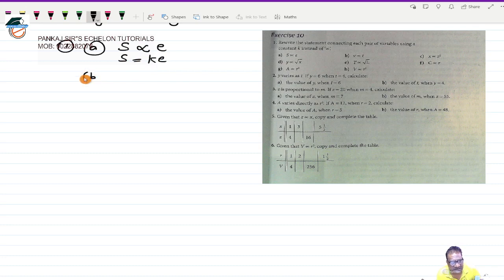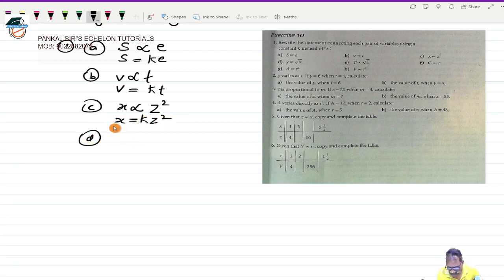Okay. B is V proportional to T. Now this is all direct proportion. V is directly proportional to T, right? So if you want to replace this proportionality sign by an equal to sign, you'll write V equal to k times T. So that's the answer. C is X is directly proportional to Z square, isn't it? Yeah. So if you want to replace by an equal to sign, you can just write X equal to k times Z square. Okay. D is Y is proportional to root of X.